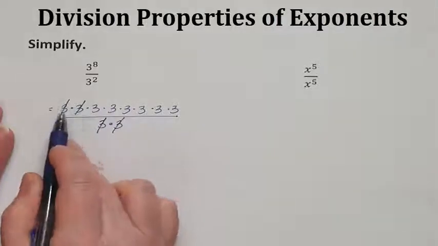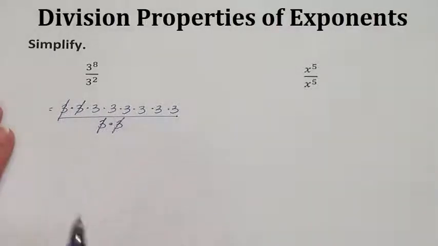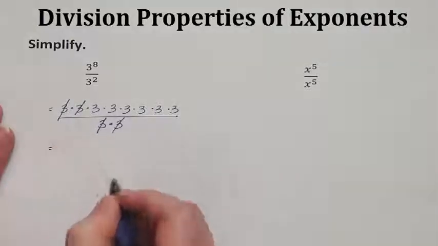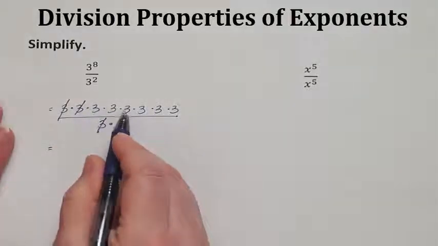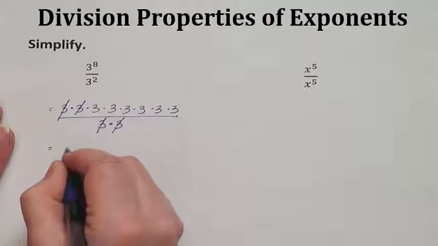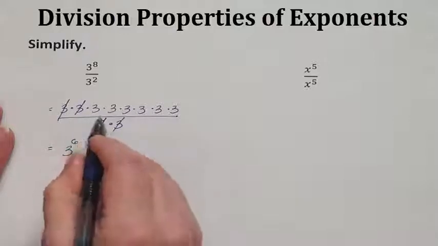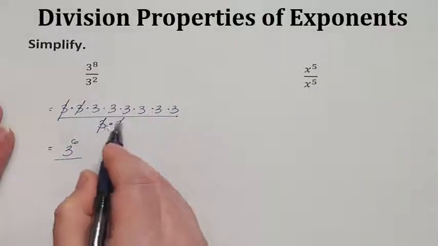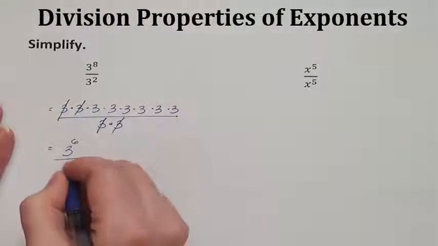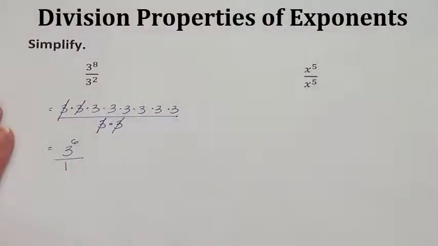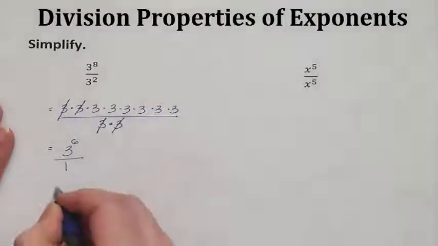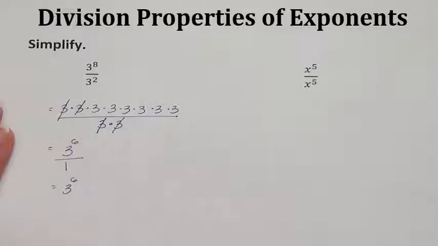So I took 2 off of the top because there were 2 of them also on the bottom. So how many did I have left? I had 1, 2, 3, 4, 5, 6. I had 3 to the 6th power, and they were all on the top. What was left on the bottom? Nothing. Everything was reduced down to just 1. 3 to the 6th power divided by 1 is just 3 to the 6th power. So I'm done simplifying. Let's see if we can do this next one with our semester 1 skills.